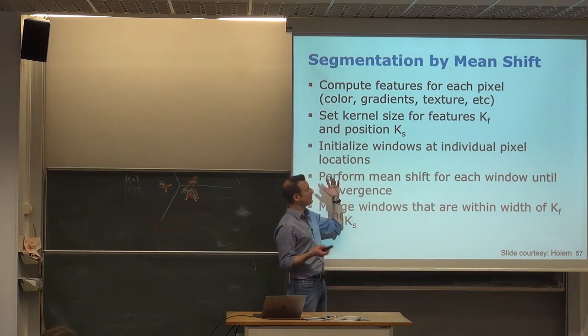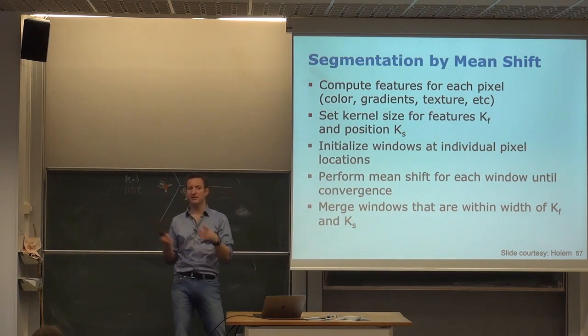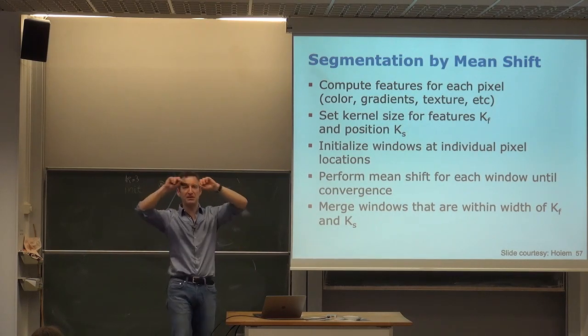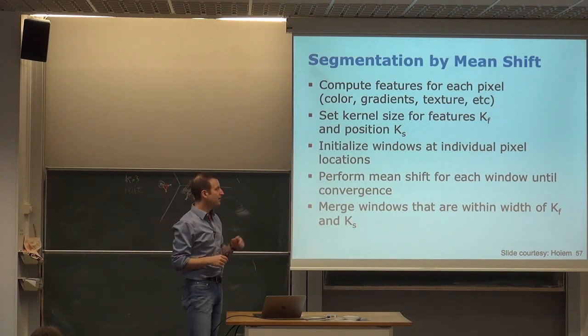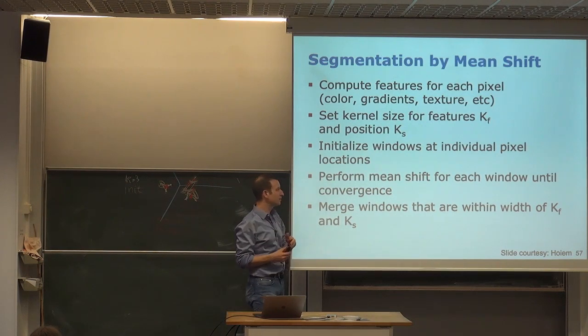And then you initialize your window at every pixel. So if you have 1 million pixels, you need to have a million starting points you start up with. And then you perform the k-means, the convergence.